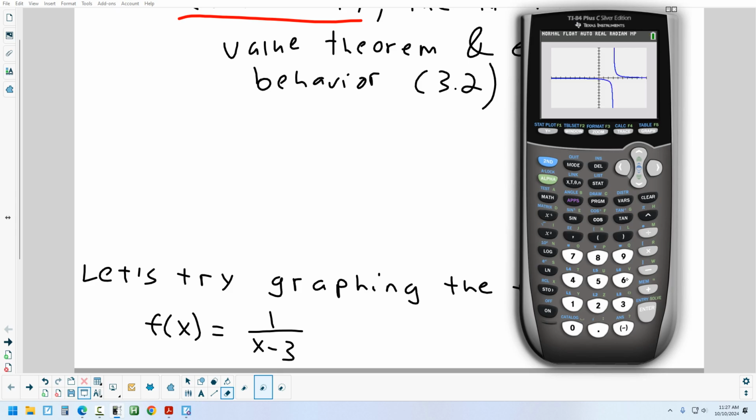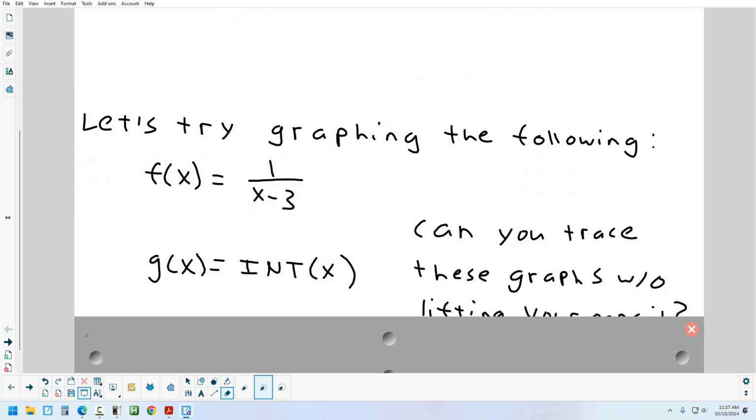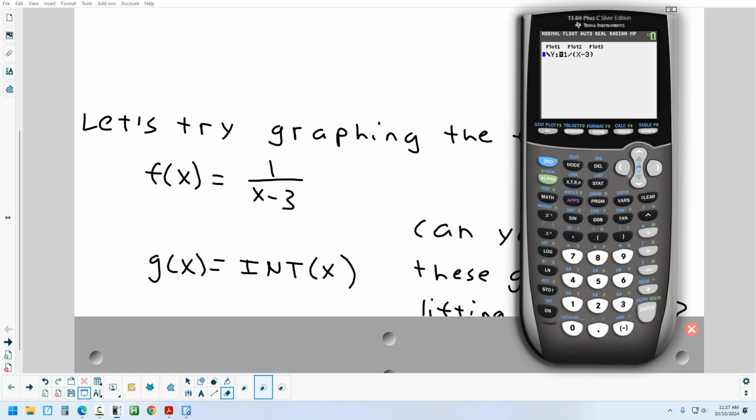So look at what happens. Is that a graph that I could draw without ever lifting my pencil? Or would I have to draw one piece, lift the pencil, and draw the second piece? Yeah, I'd have to lift the pencil and draw it. Okay, how about this graph?